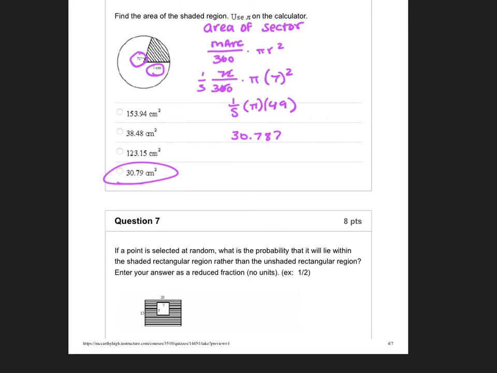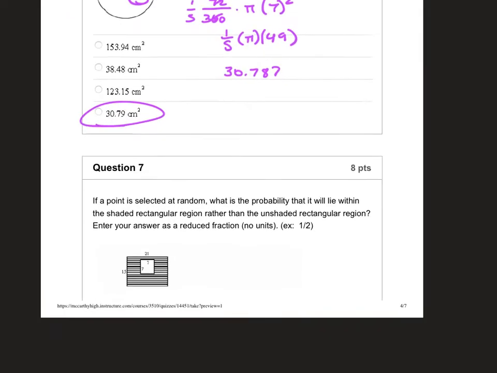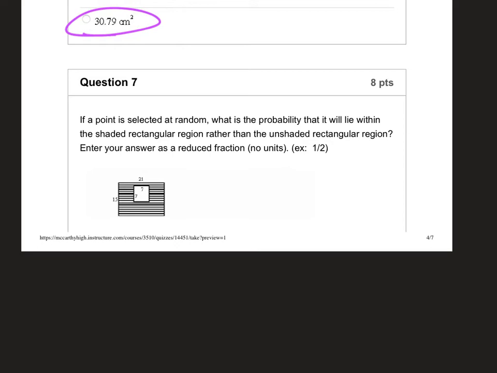And number 7 says, if a point is selected at random, what's the probability that it will lie within the shaded rectangular region rather than the unshaded rectangular region? Enter your answer as a reduced fraction. So this was 11/4 because this is geometric probability. We need to find the area of the shaded region, because it says the shaded region over the area of the entire rectangle. So the bottom's easy. That's just 21 times 15.